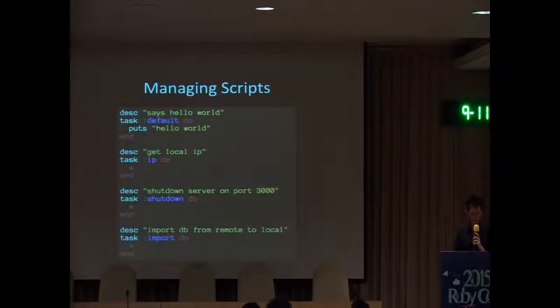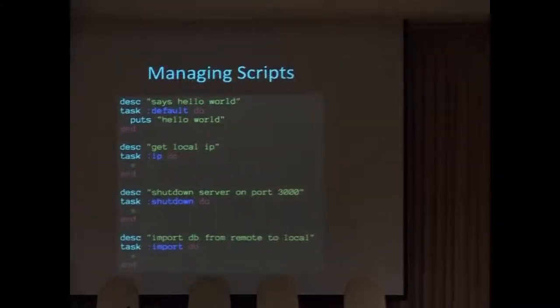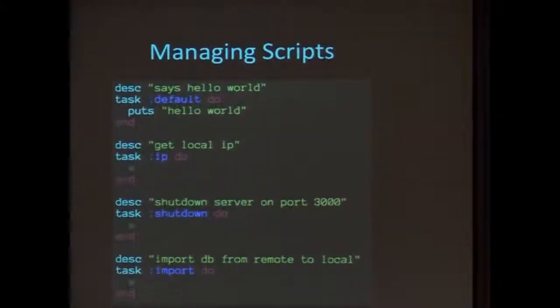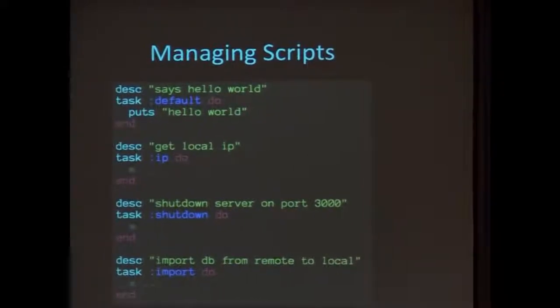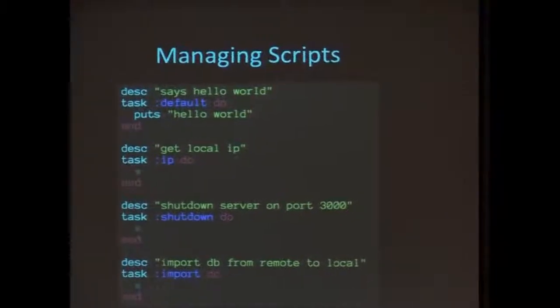And in the rake file is something like this, that you can first give it a description that says hello world, and you define the script, and you define the task. And the task default means if I don't give it any parameter, I just run rake, and it will go through this, find this default task and run it.